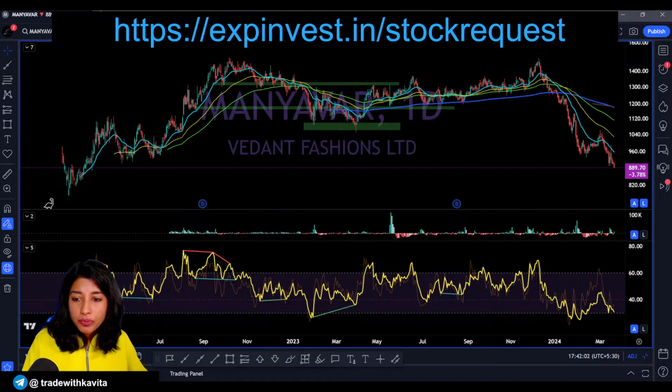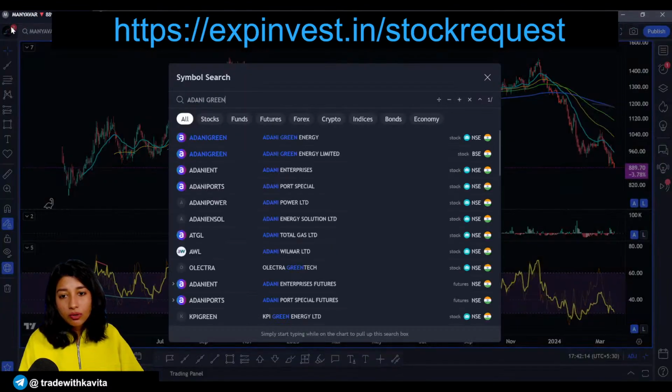So Lokesh G is asking for Adani Green. He's bought it at 1903. Should he hold it? Can the target be expected in 3 months? All right. So Lokesh G, let's take a look at Adani Green.